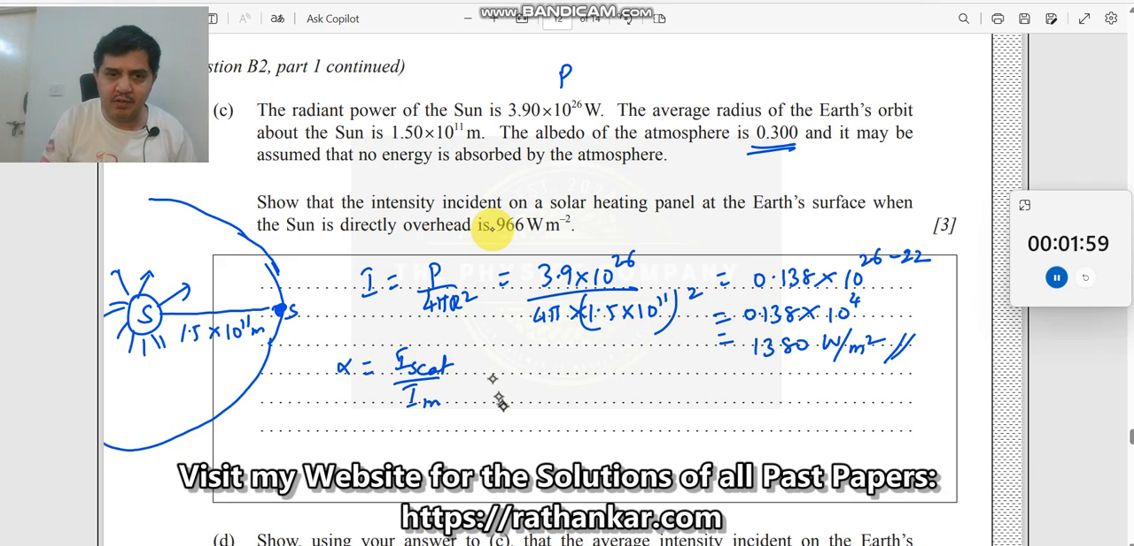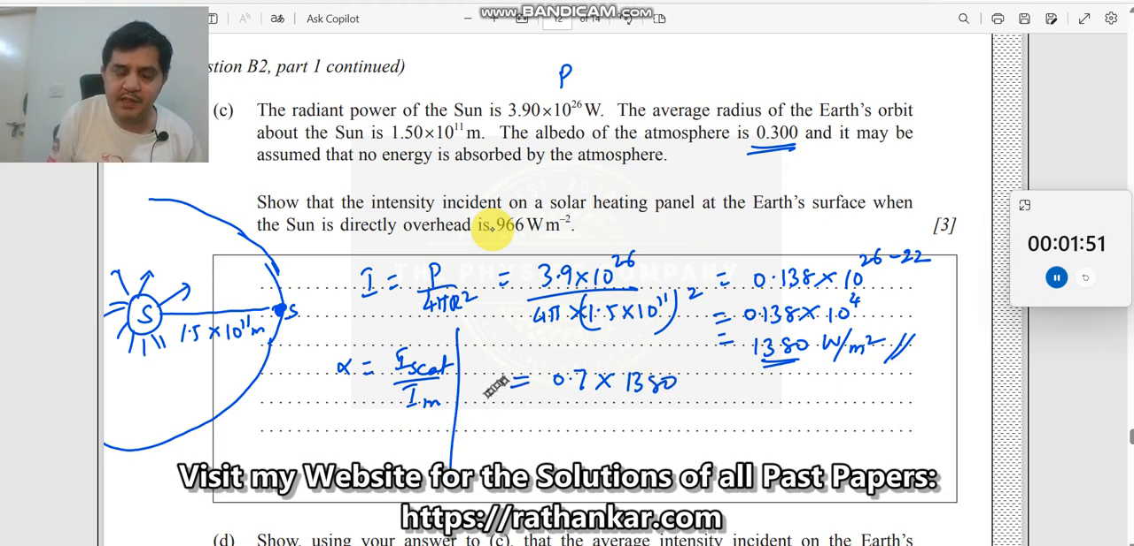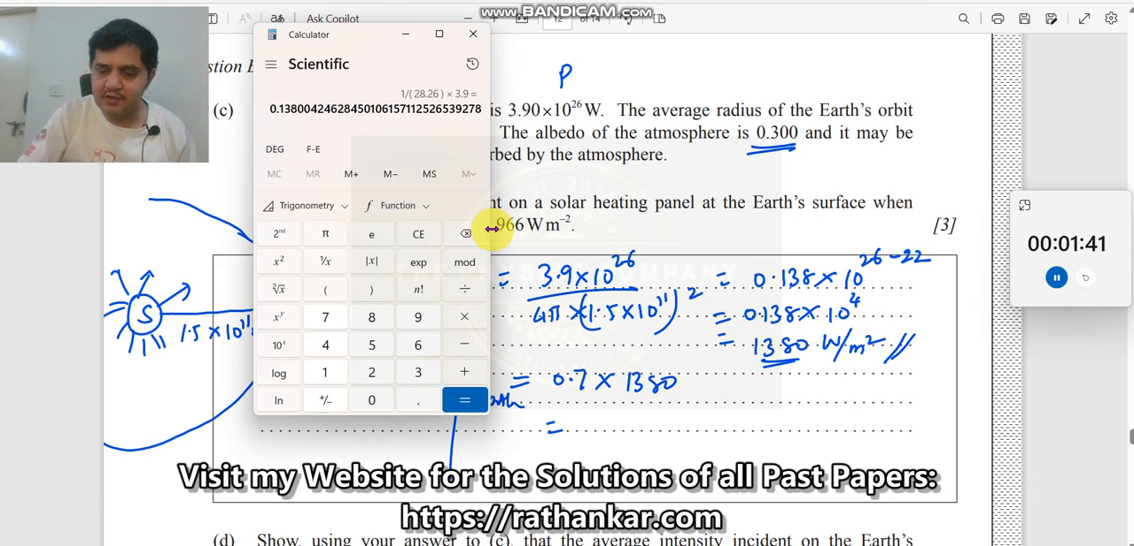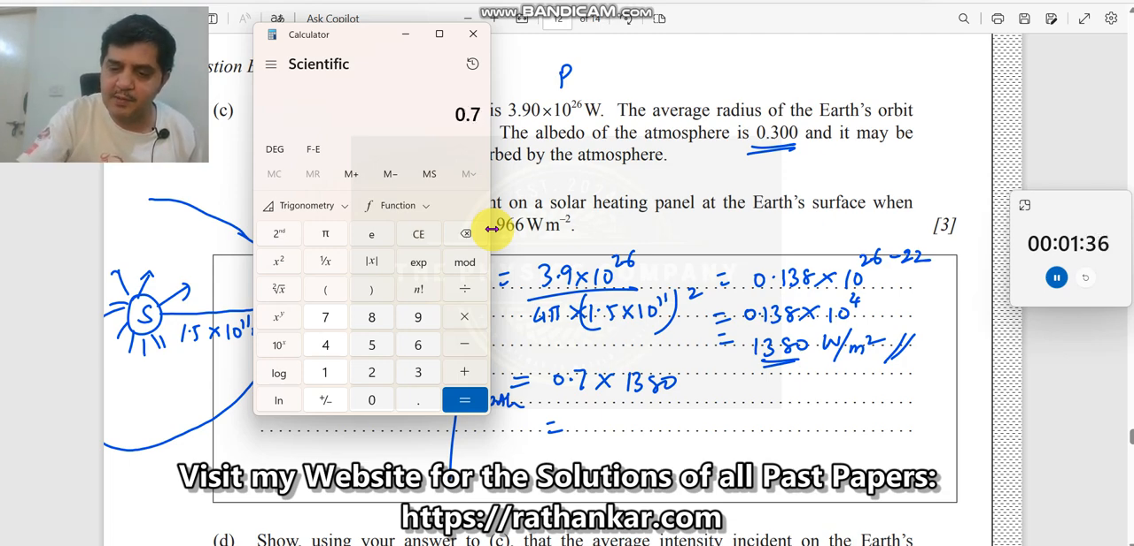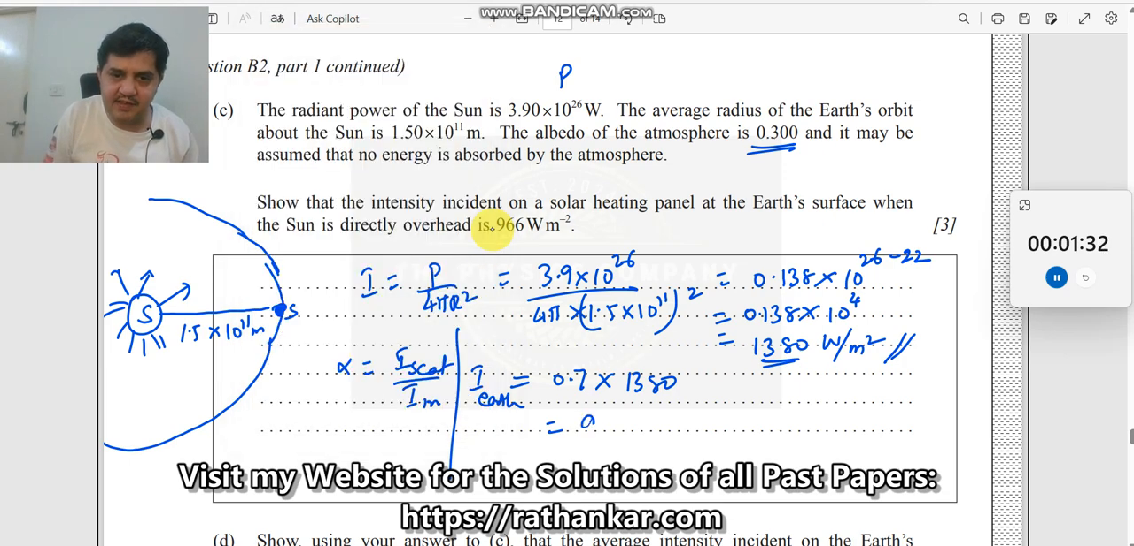So you can say 0.7 times this value 1380 will be your intensity which is falling onto the Earth, which should now be equal to, how much is it? Let us calculate this also. So should be 1380, right? 0.7 times 1380, which will be 966. So 966, what is this now?